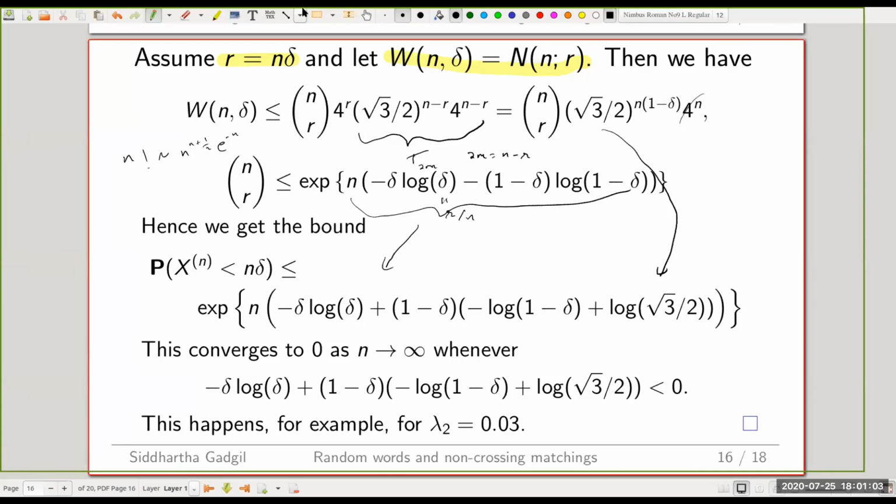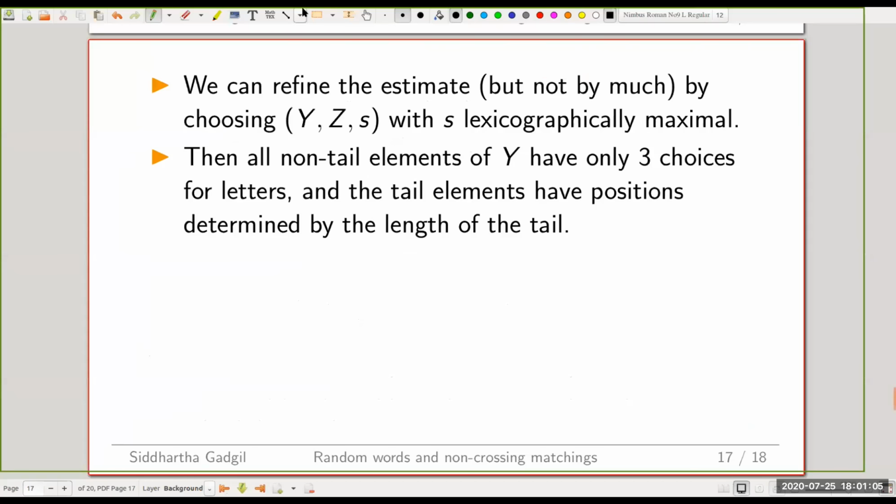Okay, so since it's been an hour, I'll skip the next slide, which is we can refine this bound a little bit. I chose y, z arbitrarily. Instead, we make a canonical choice of z, and then our choices drop from 4 to 3 for most of y, which looks very nice, but the numerical bound is only a very slight improvement. So since it's just past 6, let me skip the details of this.